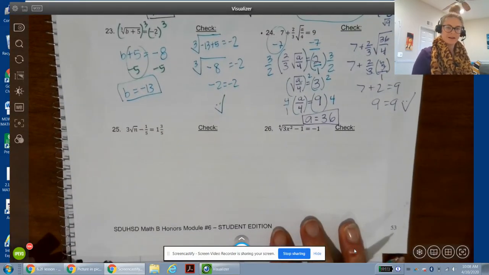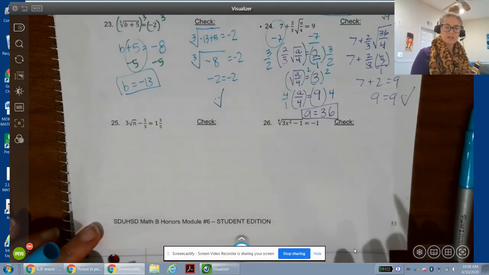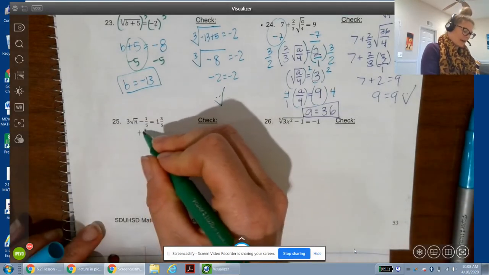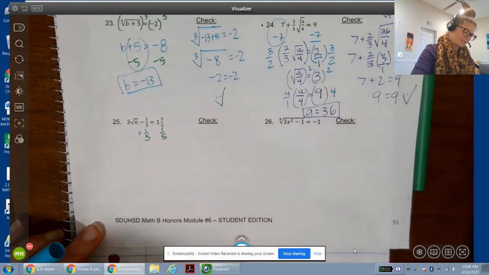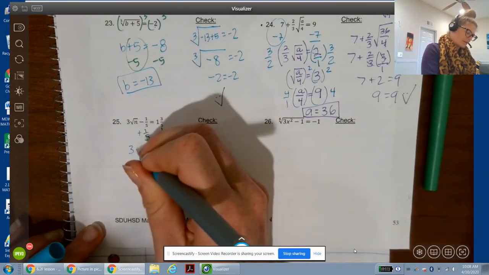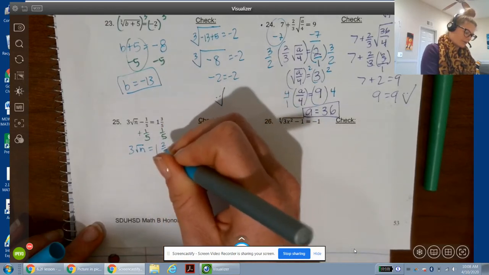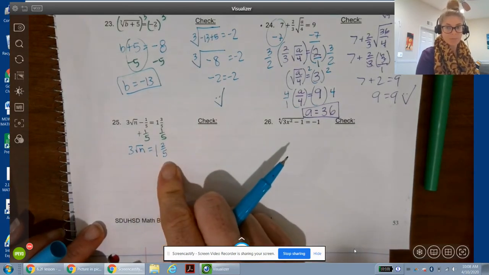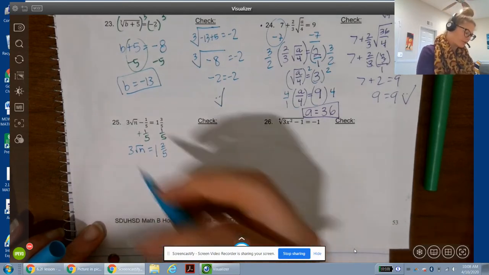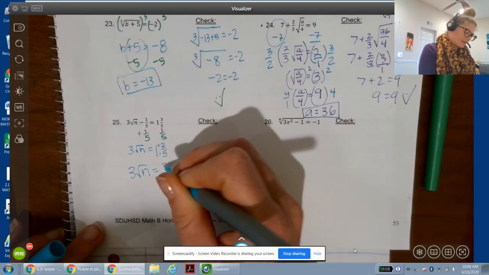Cool. Let's look at 25 together. 25. First thing you did, maybe you cleared your fraction. I decided to just add 1/5 first because we already had 3/5 over here. From here, we have 3 square root n is equal to 3/5 minus 1/5 is 2/5, so 1 and 2/5. From here, before dividing by 3, I'm going to change this mixed number into an improper fraction because that's how you can multiply, divide, add, subtract fractions a lot easier usually. So 3 square root n equals 1 times 5 plus 2, 7/5.